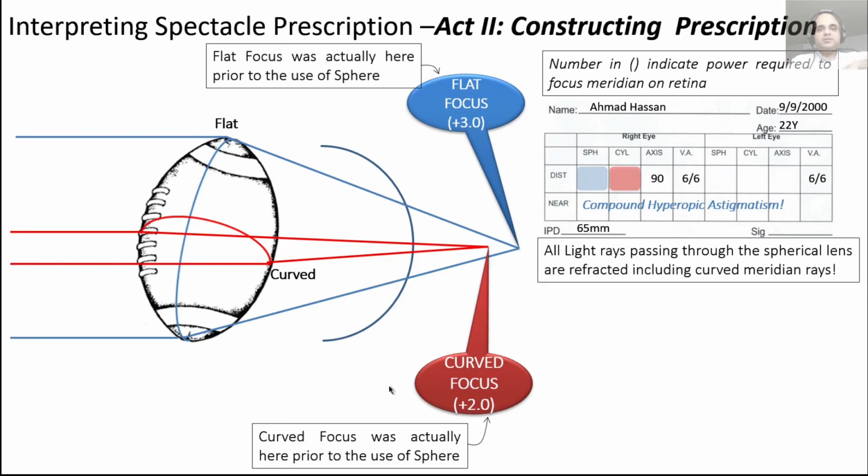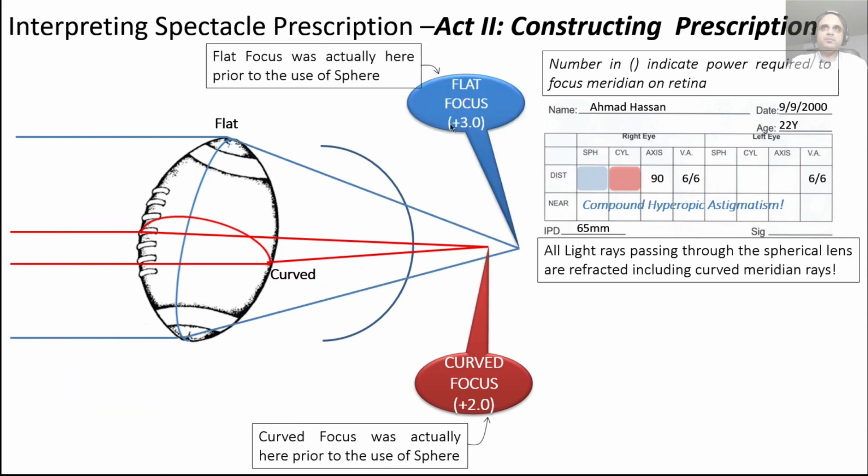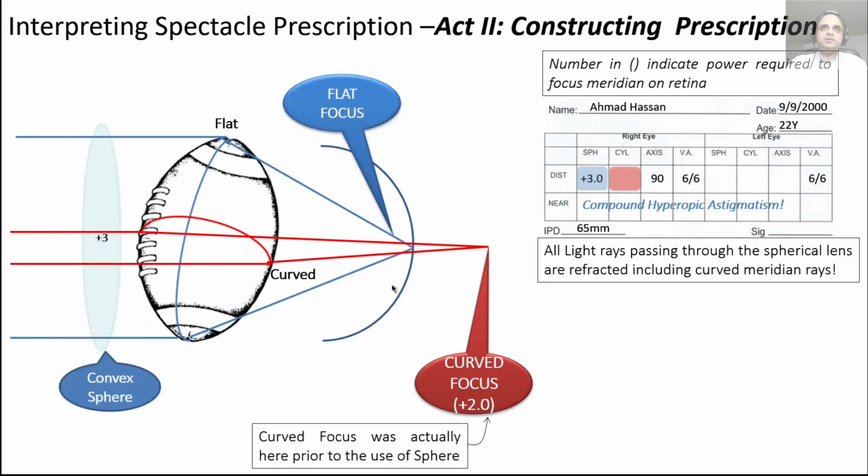So let's construct this back. Let's test our assumption. Let's test our deconstruction. Let's put the lenses back, and first we will put back a sphere because we removed it last. It will move one of the meridians back onto the retina because this was +3 behind. With +3 it comes here.